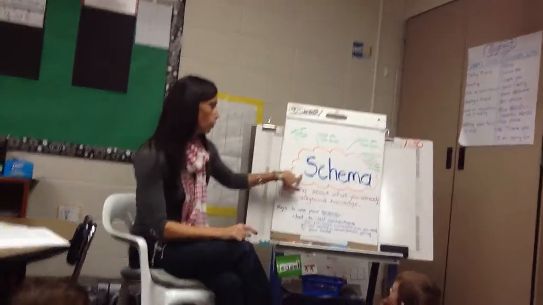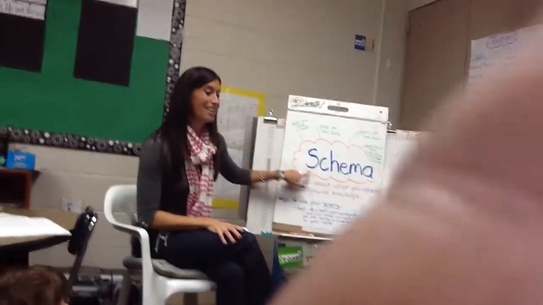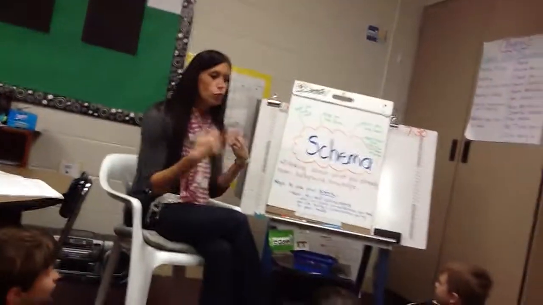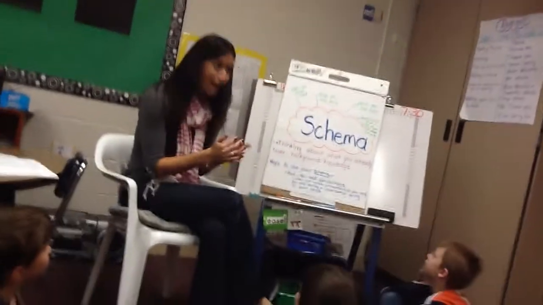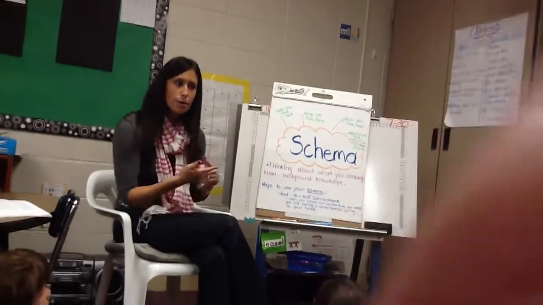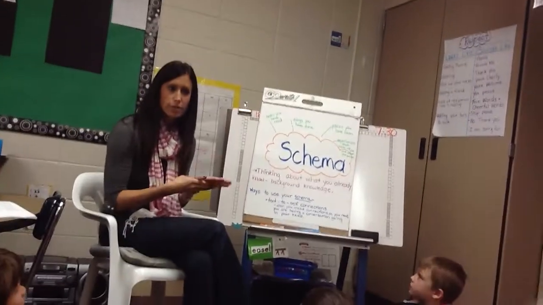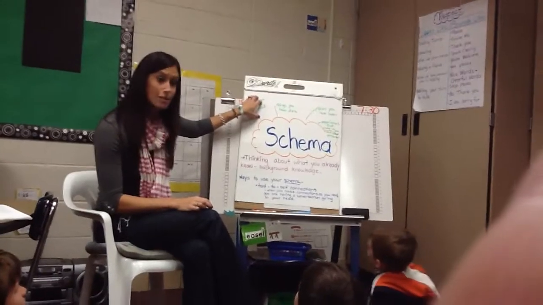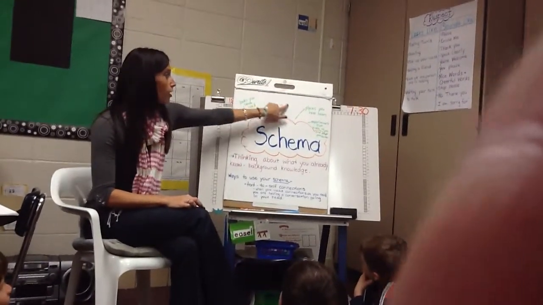So friends, what is our word in the circle here? Anyone remember? Schema. Do you all have schema? Yeah. Your schema are books that you have read. Maybe you've read them here at school or at home or in a different classroom. Your schema are things that you've done.